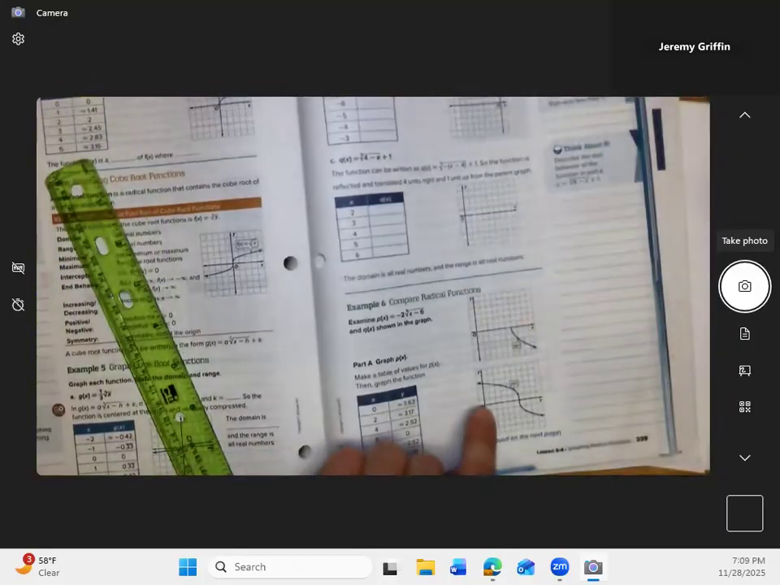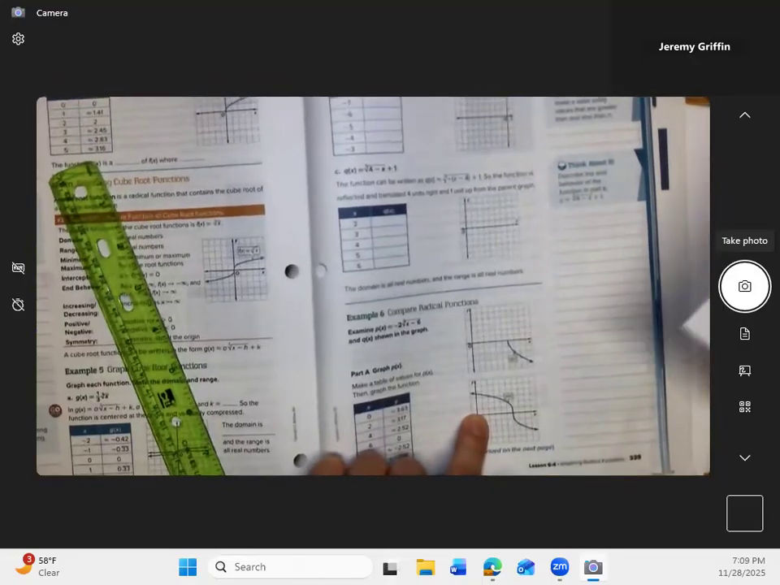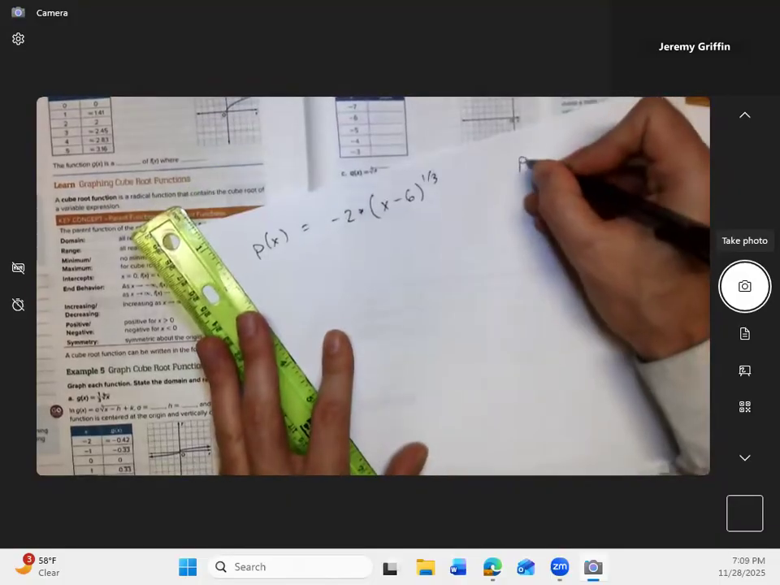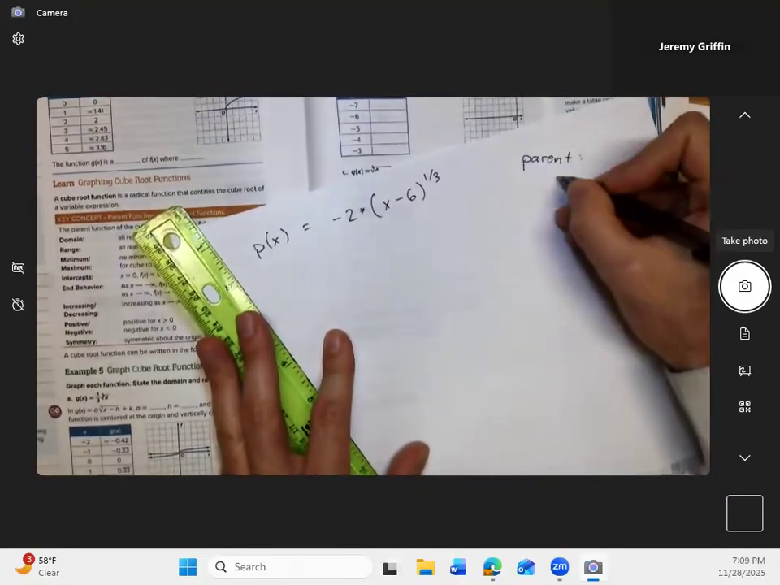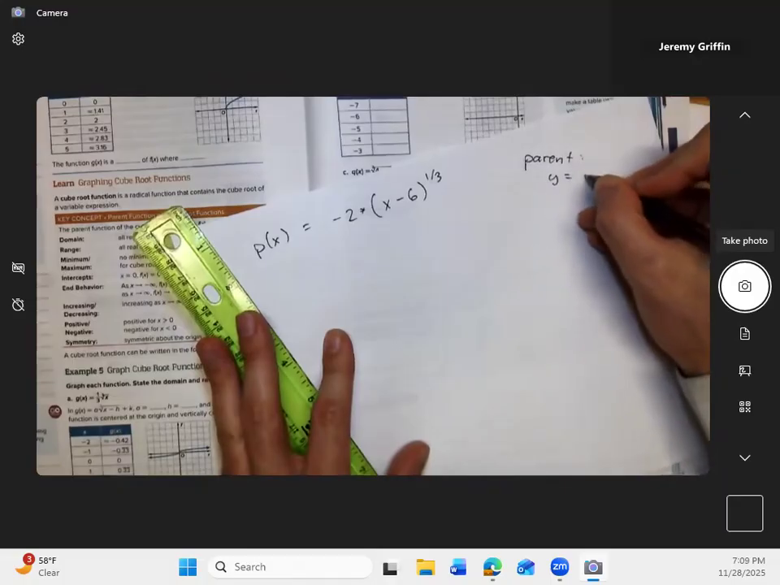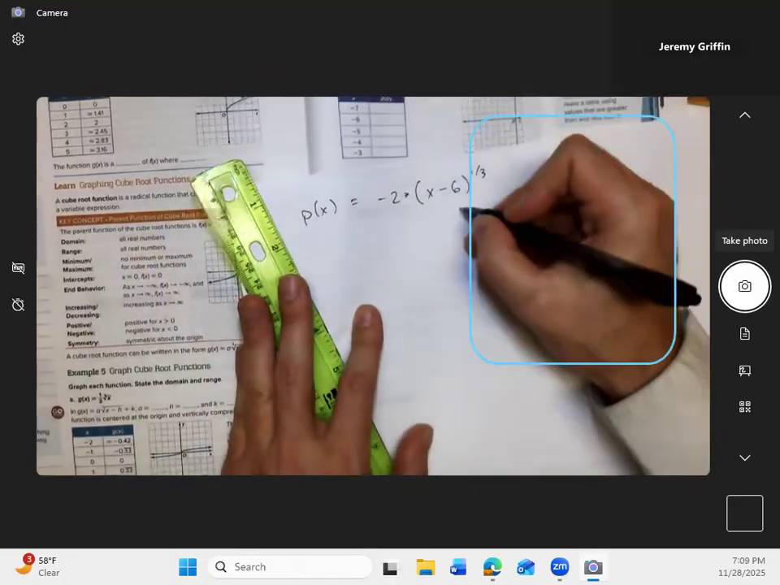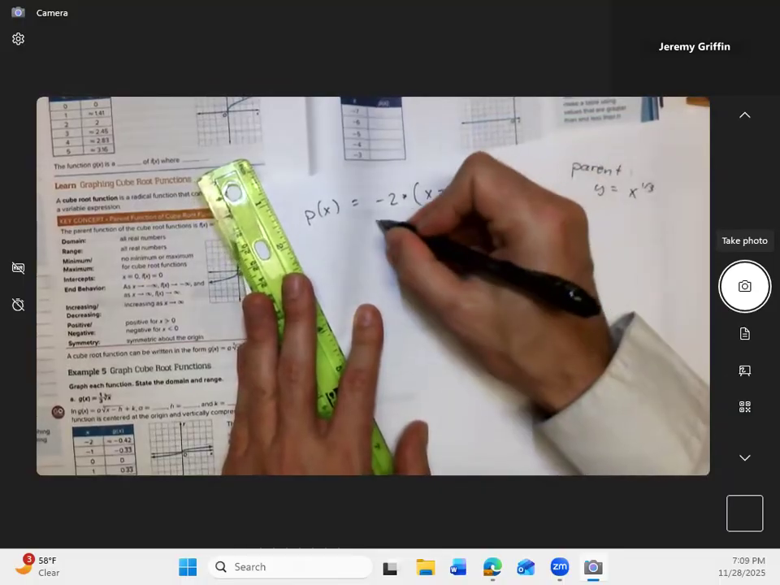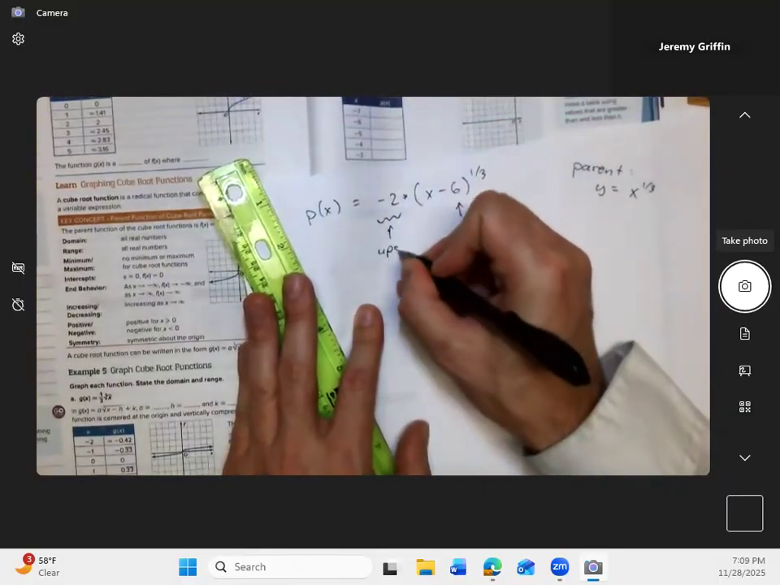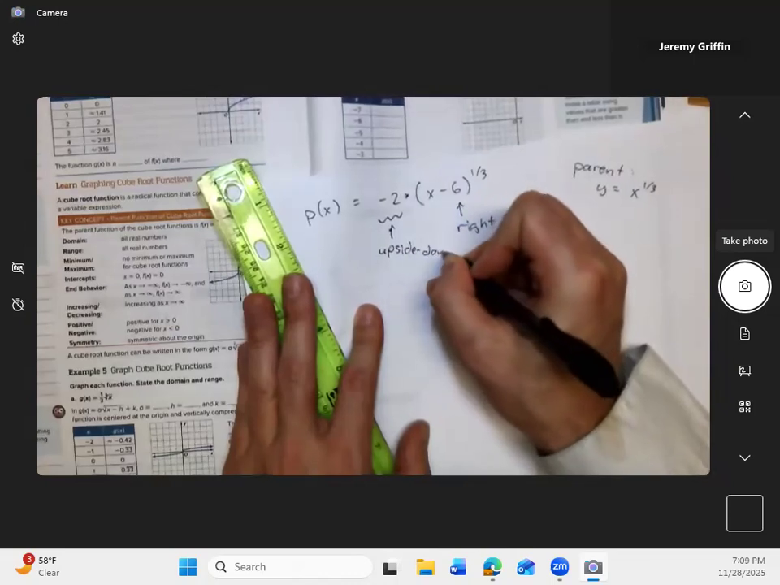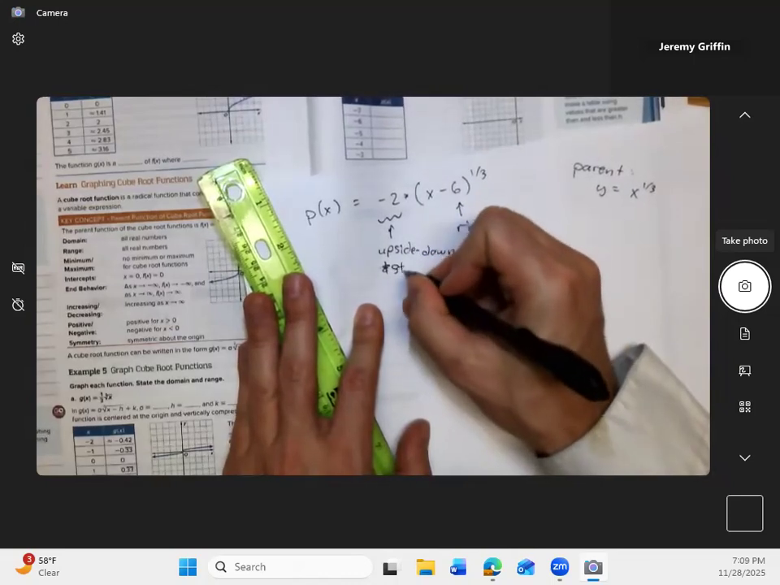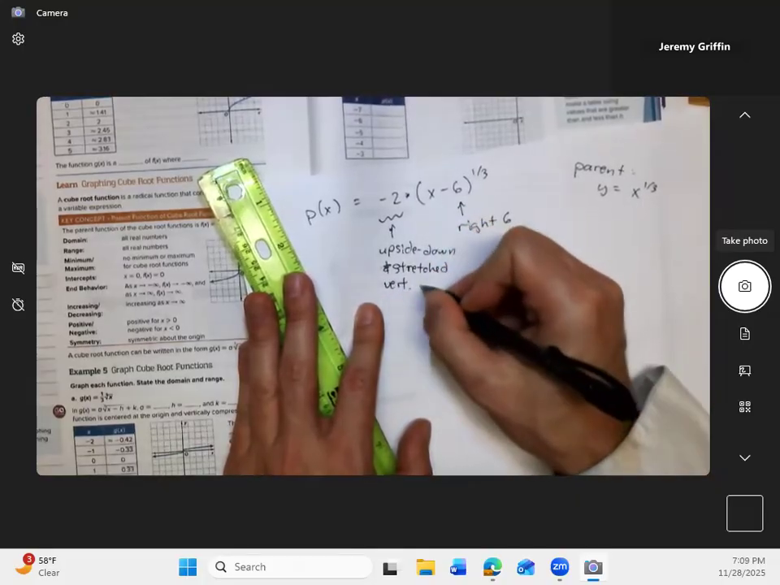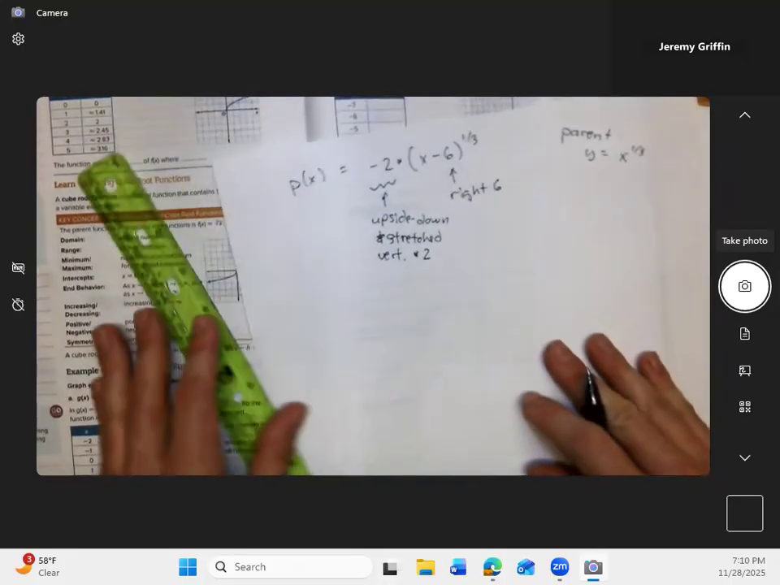All right, so is this p of x? That should be it. Well, let's see. How would I think about this? So if the parent function is y equals the cube root of x, or x to the 1/3, then I think the -6 means go to the right 6, and this -2 means upside down, and stretch vertical factor of 2. Okay, that should be it.